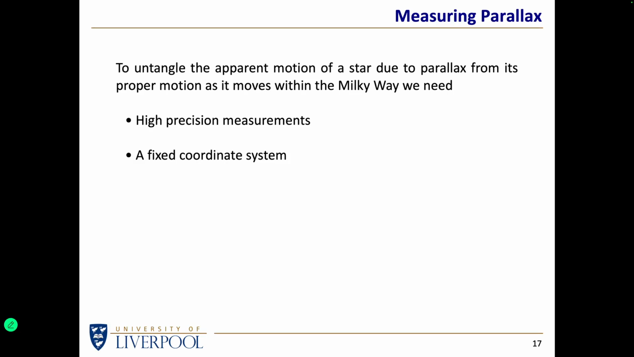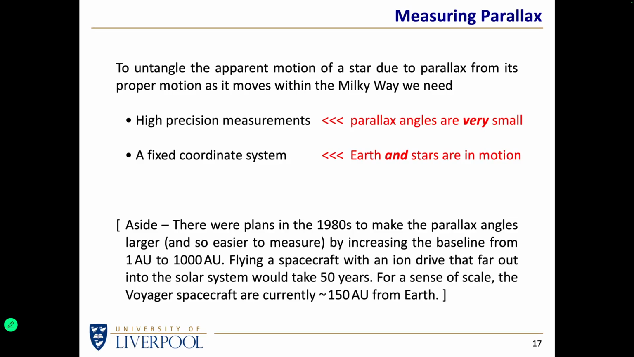We need high precision measurements because the parallax angles are very small. Remember, 1 arc second is a ridiculously large parallax angle. We're talking about parallax angles that are many, many orders of magnitude smaller than that. And because not only the Earth is going around the Sun, but also the stars themselves are in motion, we need to think very carefully about the coordinate system we're going to use to make sure that we can accurately determine the motions of stars.